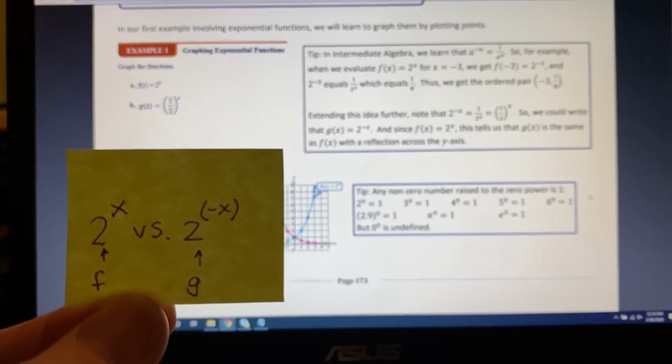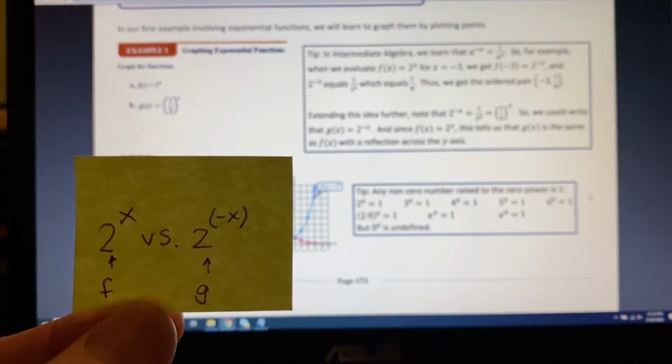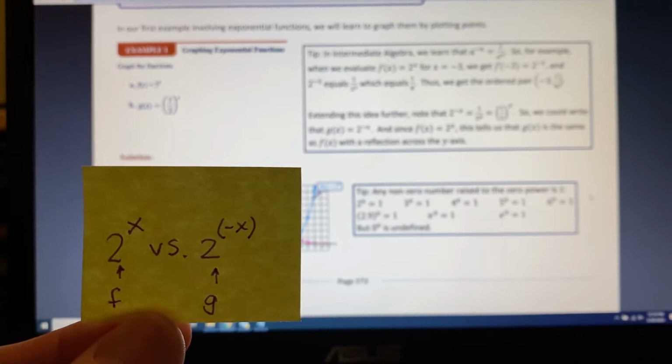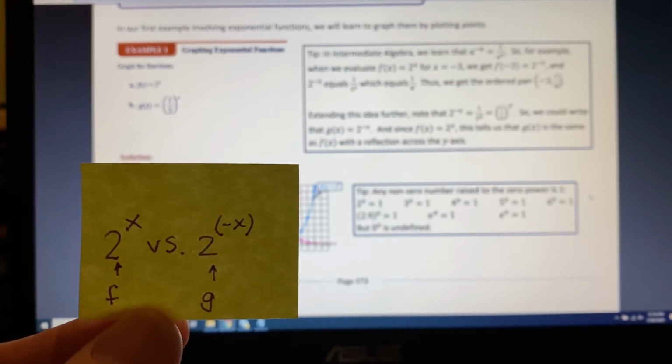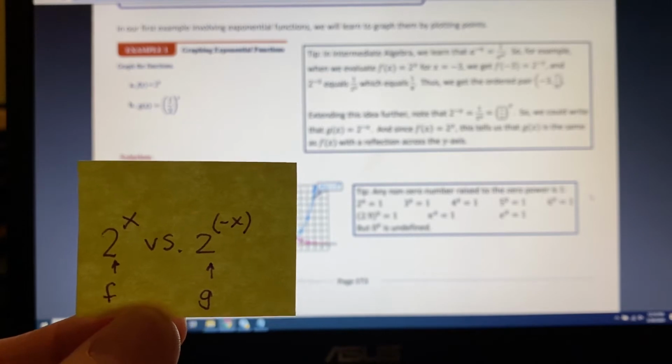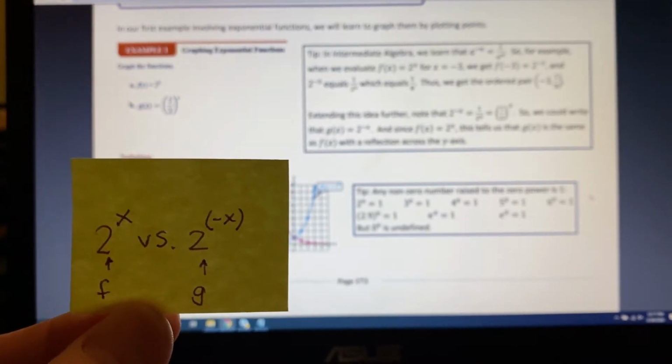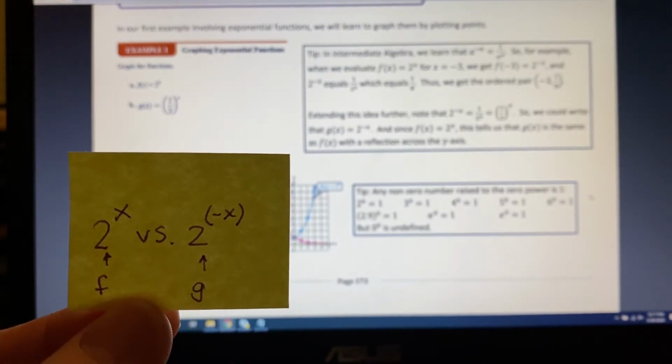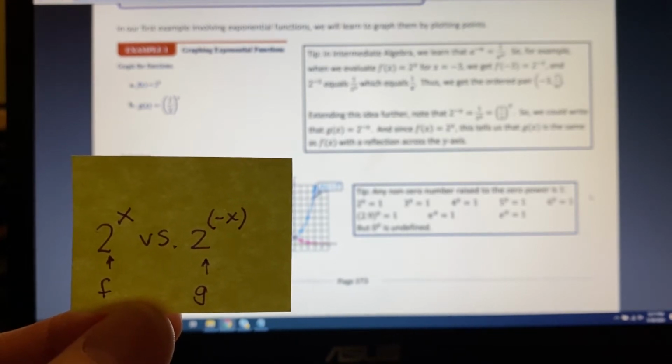I had a few more comments regarding the example that we saw on page 173. f of x was equal to 2 to the x power. g of x was equal to 1/2 to the x power. But interestingly, 1/2 to the x power can be rewritten as 2 to the negative x power. So I would like to show you a comparison between 2 to the x versus 2 to the negative x.